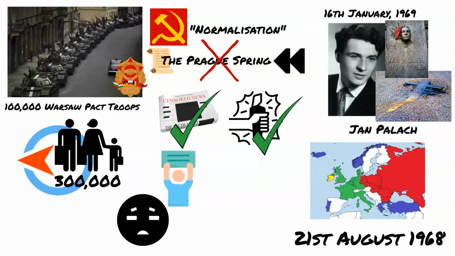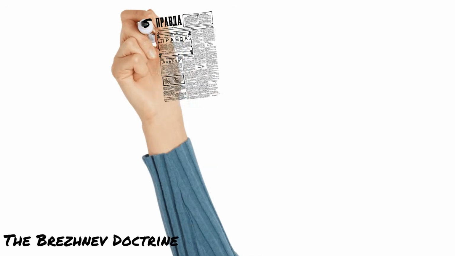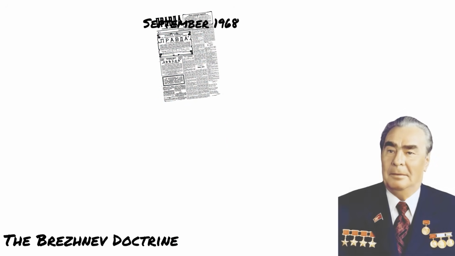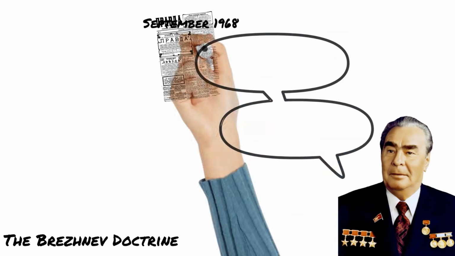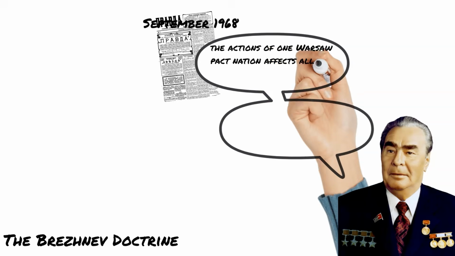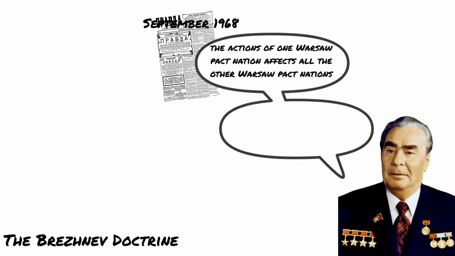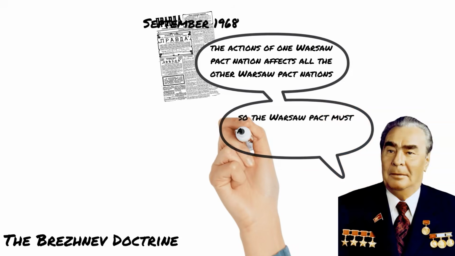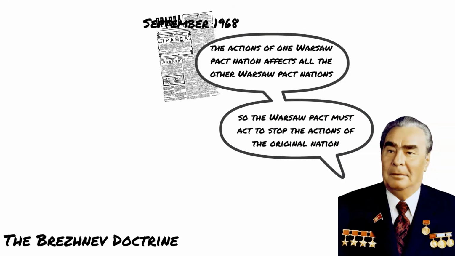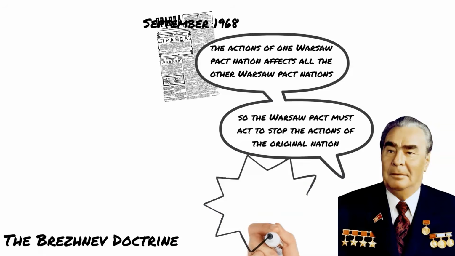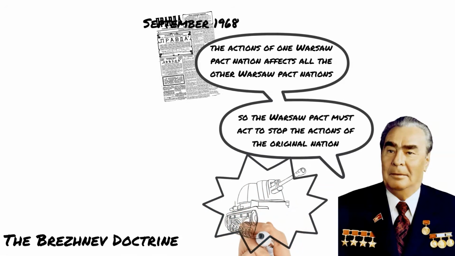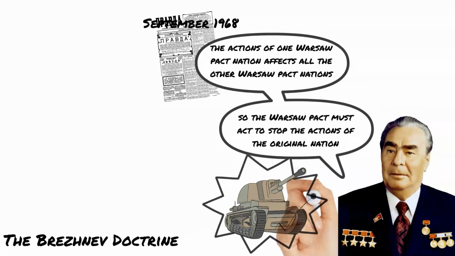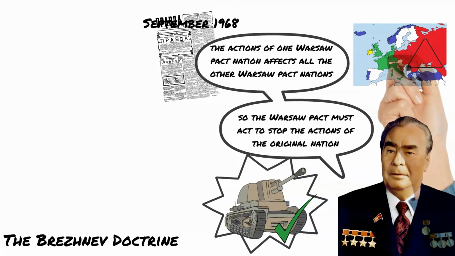For other members of the Warsaw Pact, the invasion was a clear warning. The Brezhnev Doctrine was published in Pravda, a Soviet newspaper, in September 1968. In it, he said that the actions of a Warsaw Pact nation affected all the other members, and therefore it was the duty of the other nations to act to stop the original nation. In other words, military intervention in any Eastern European country that dissented was justified. This acted as a stark warning to all the other Warsaw Pact members.